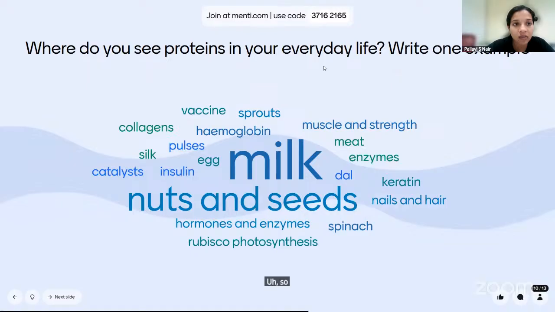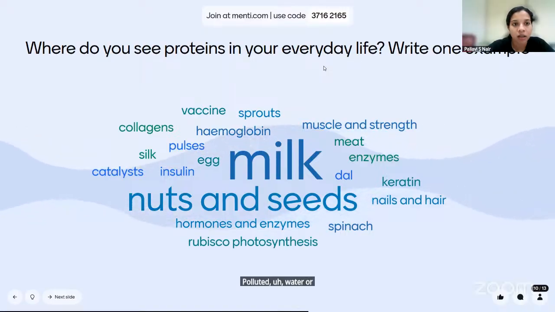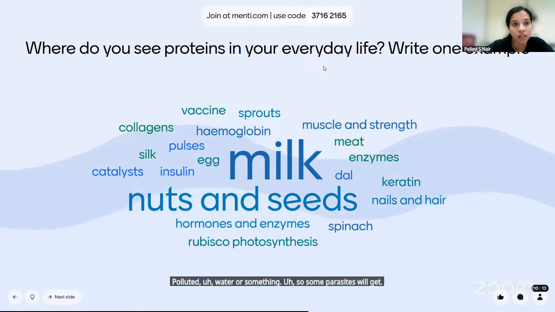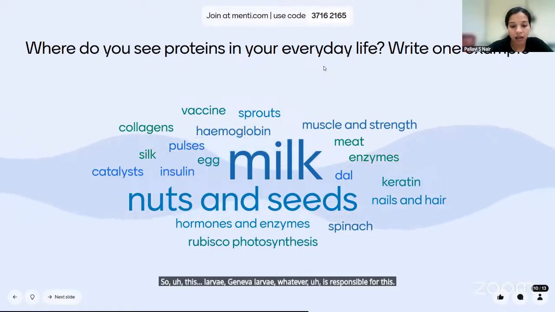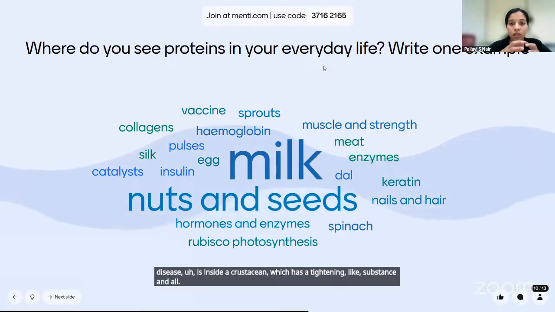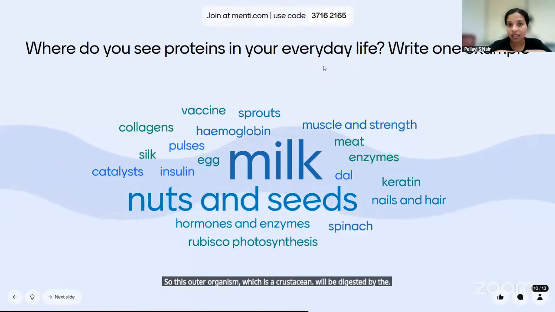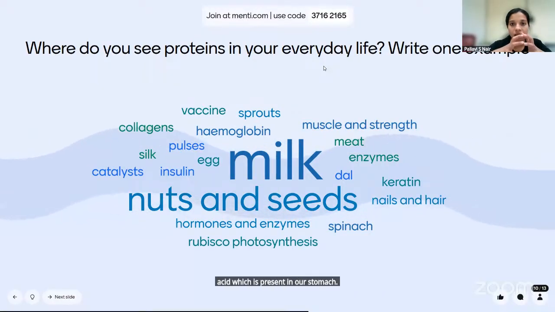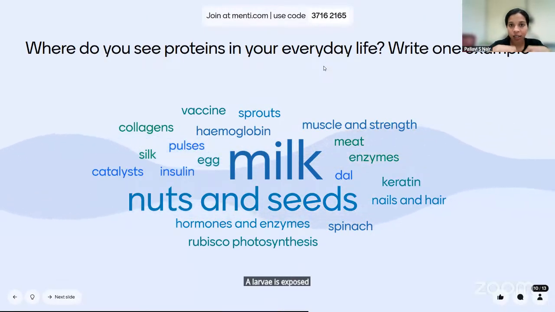In this guinea worm disease, when you drink polluted water, some parasites will reach our stomach, and that is what causes the disease. This guinea worm larvae, which is responsible for this disease, is inside a crustacean which has a chitin-like substance. So this outer organism, the crustacean, will be digested by the acid present in our stomach. Once the crustacean is digested, the larvae is exposed to the stomach environment.